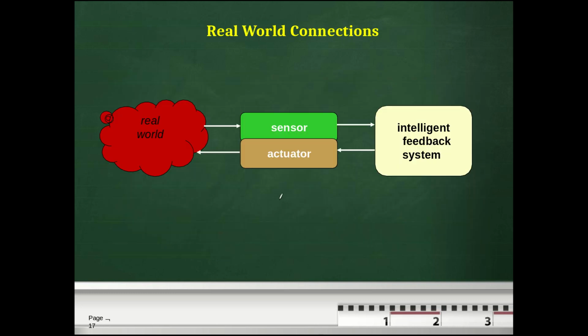So in the real world, we have the space around us. We have a sensor to measure something, and we have a system that makes some calculation, some measurement, some error correction, for example, and then it gives an output to an actuator, maybe a motor, for example.